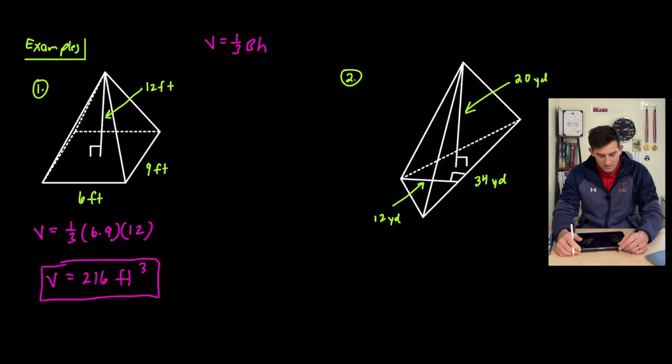All right, so I said divide by 3, but there's a 1/3 in that fraction, or in that equation. Remember, multiplying by 1/3 is the same as dividing by 3, okay?